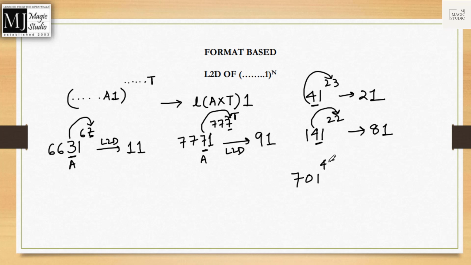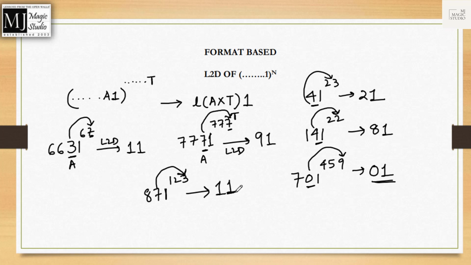701 to the power 459. So 0 into 9 will give 0 as the last digit, and then 1. So the last two digits of 701 to the power 459 are 01. And one more, 871 to the power 123. Just keep on practicing. Take up a number from your end, raise it to any power and keep on doing. 7 into 3 is 21, and then put a 1. So the last two digits are 11.